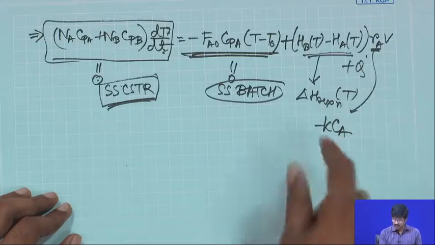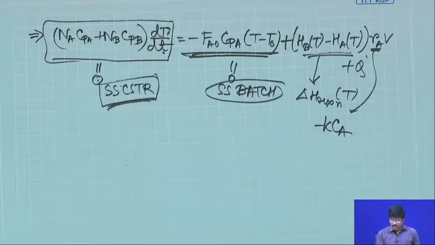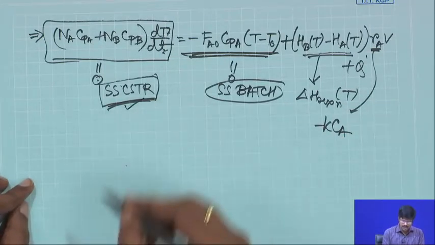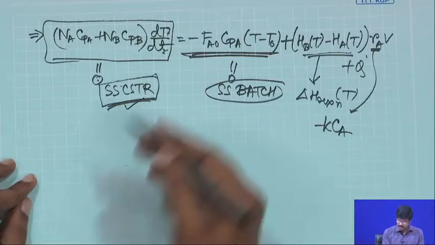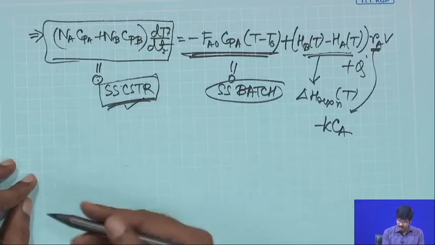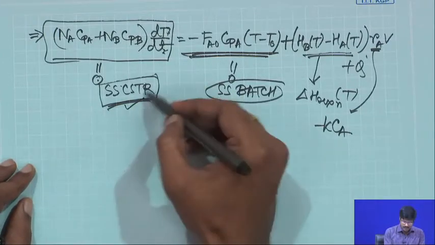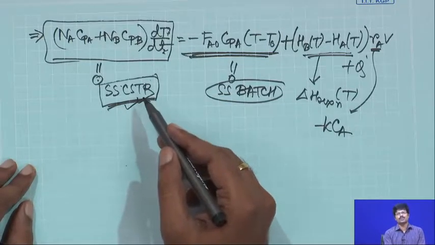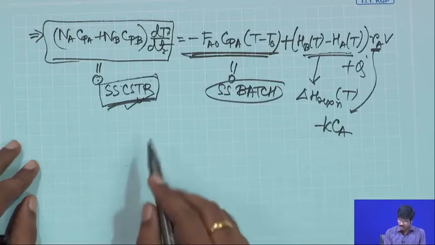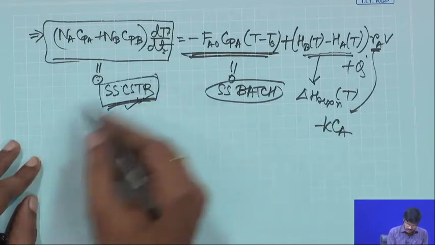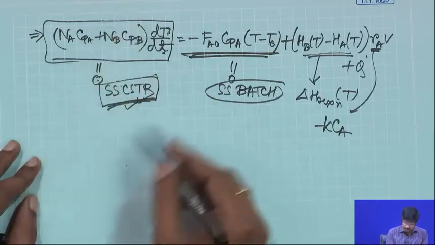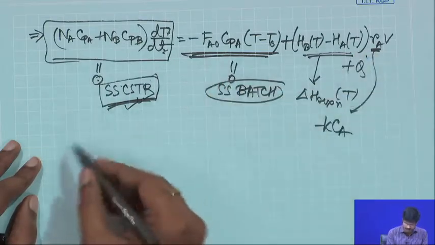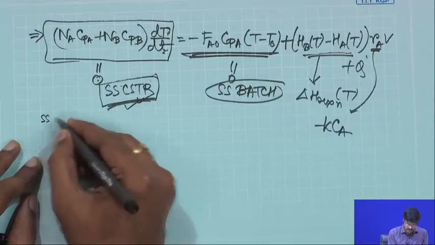And this difference is the enthalpy of the reaction, and Ra you can replace by the concentration of A. Now, going ahead, we are going to go to the energy balance equation for a steady state CSTR. We are more interested in the CSTR because we observe steady state multiplicity here, which we do not observe in the batch reactors.